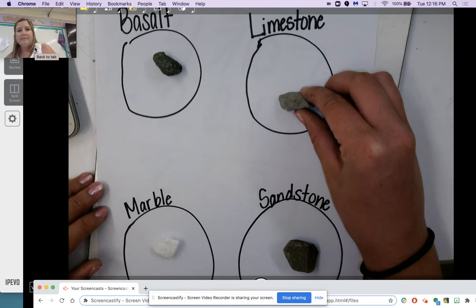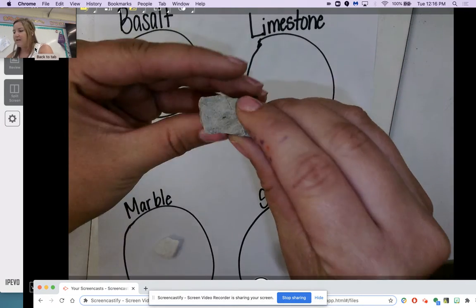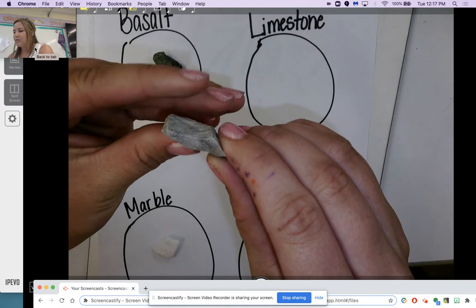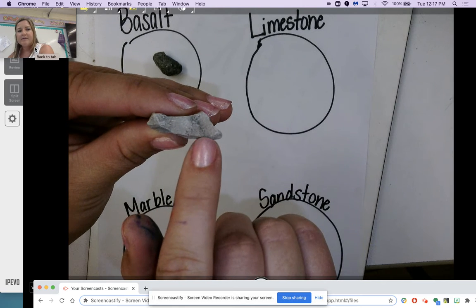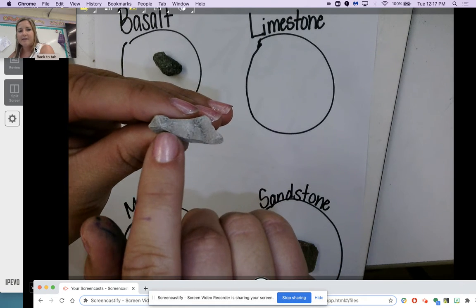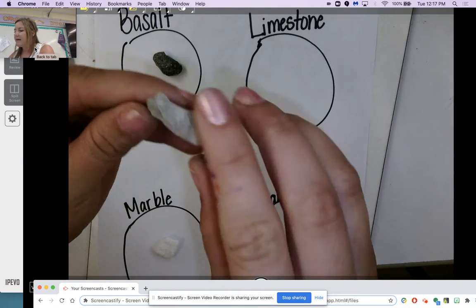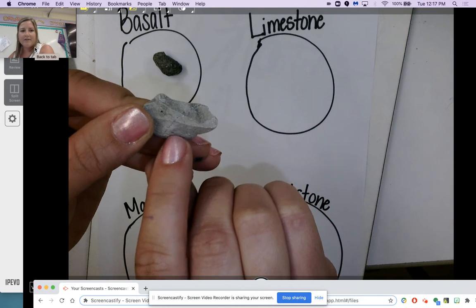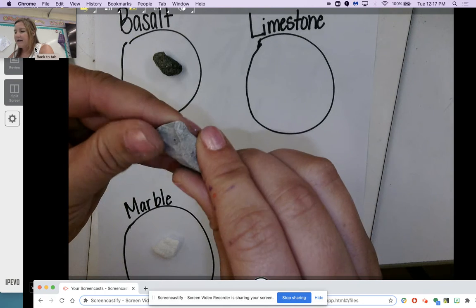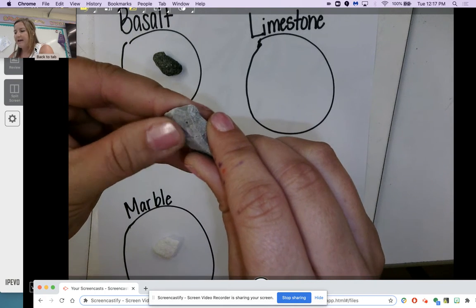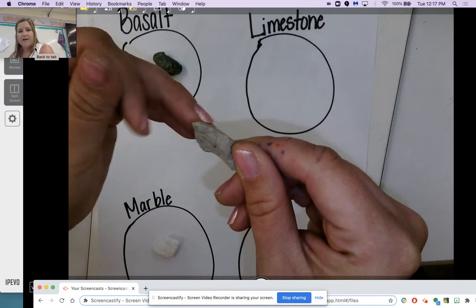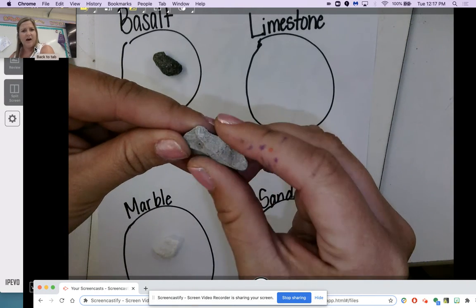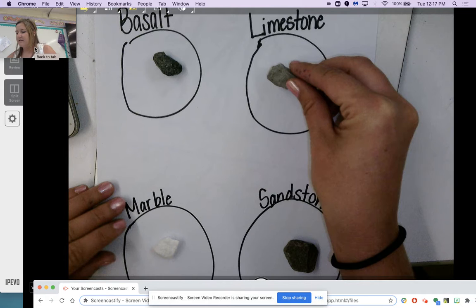Let's look at some limestone. If we look, it's pretty flat looking. It's gray in color with some almost marbling here, but it's not all just the same. It looks like there's a line down the middle here. It's a smooth texture feeling. It's almost like a soft rock. So that is limestone.